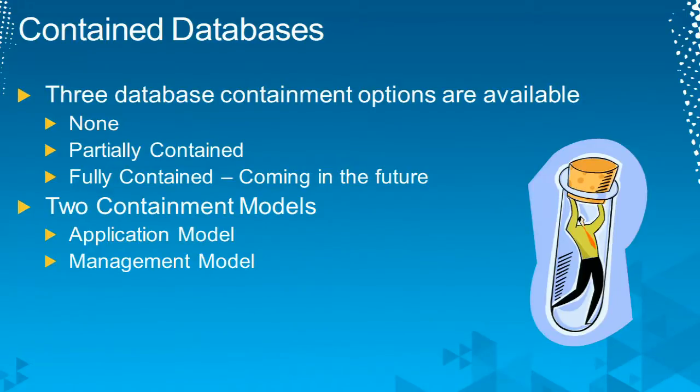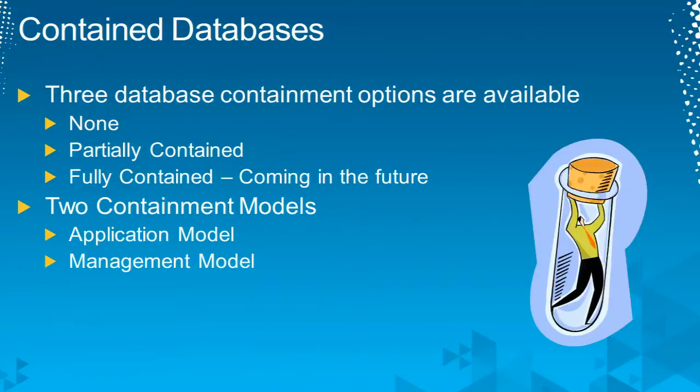What we're going to do with the contained databases is actually put things like logins and SQL Agent jobs within the database itself, as opposed to having those at an instance level. This will fix a lot of these problems. So there's a couple of different modes a database can run in: none, partially contained, and fully contained. As of CTP1, partially contained and none are your only options.